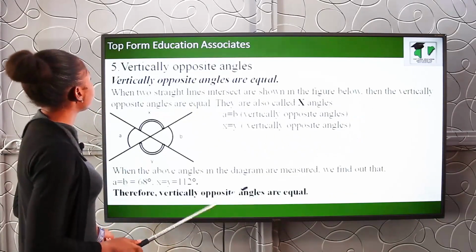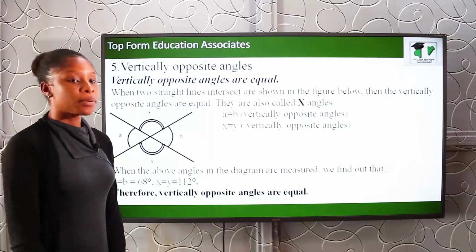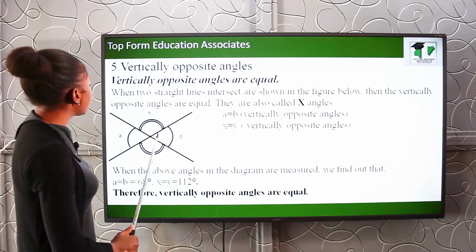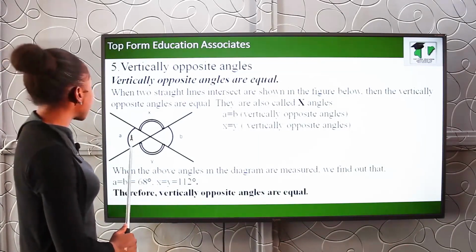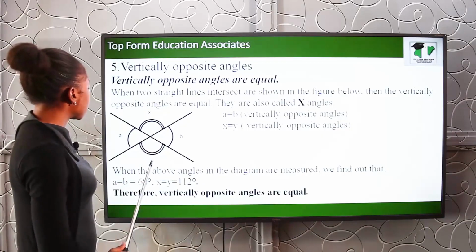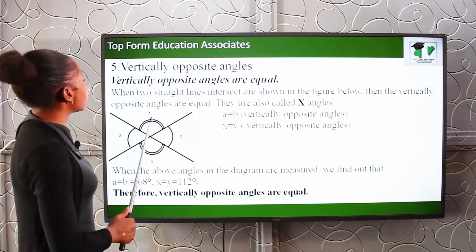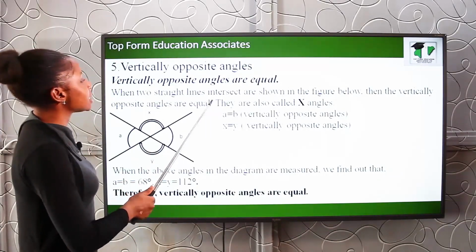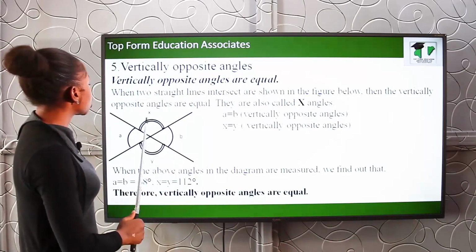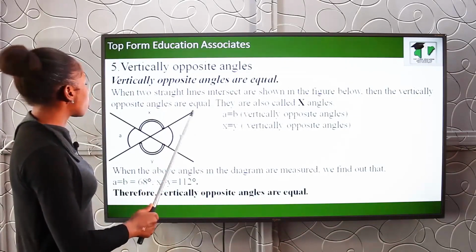All right, number 5, vertically opposite angles. Look at this diagram very well. If you look at it, you discover that A and B are opposite to each other. They are vertically opposite to each other. Same thing with X and Y. They are vertically opposite to each other. Now, let's read. When two straight lines intersect as shown in this figure, then vertically opposite angles are equal.